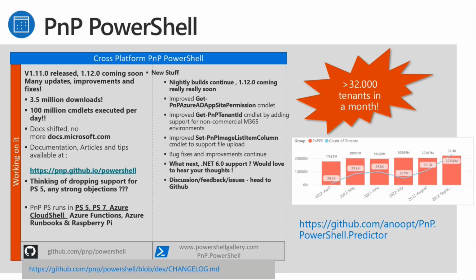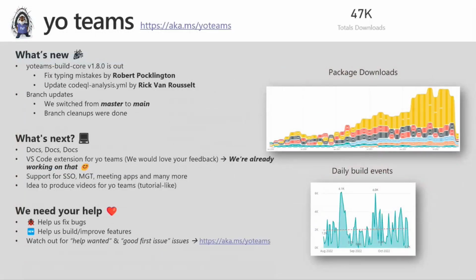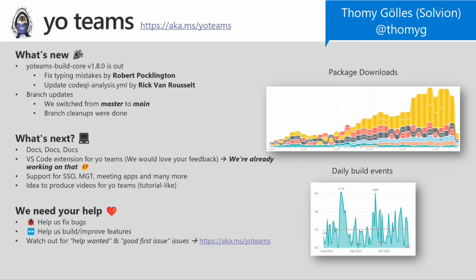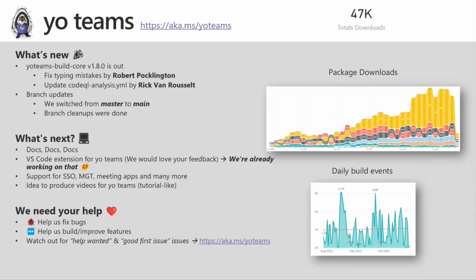All right, let's turn it over to Tommy for Yo Teams. Thank you, David. Three bullet points on this slide. First, what's new? Yo Teams build core v1.8 is out, with thanks to Robert and Rick, who managed to add some fixes in piping, and Rick did a CodeQL analysis. We also switched our branch hierarchy from master to main, and we did a lot of cleanup with old branches.